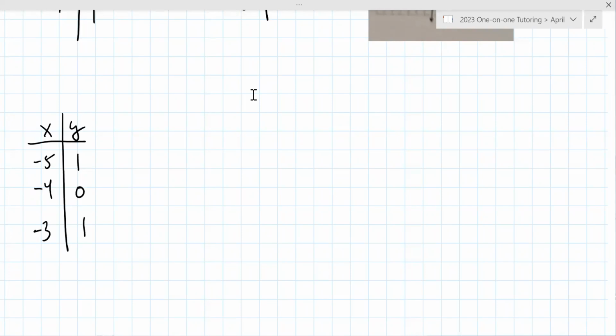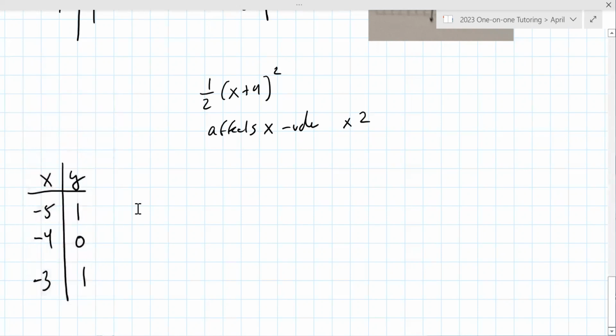All right, sorry. Okay, so the next transformation here is the 1/2. What this one does is it affects the x value. You have to multiply all the x values by 2. So why don't you take each of those x values and multiply them by 2 for us, please.